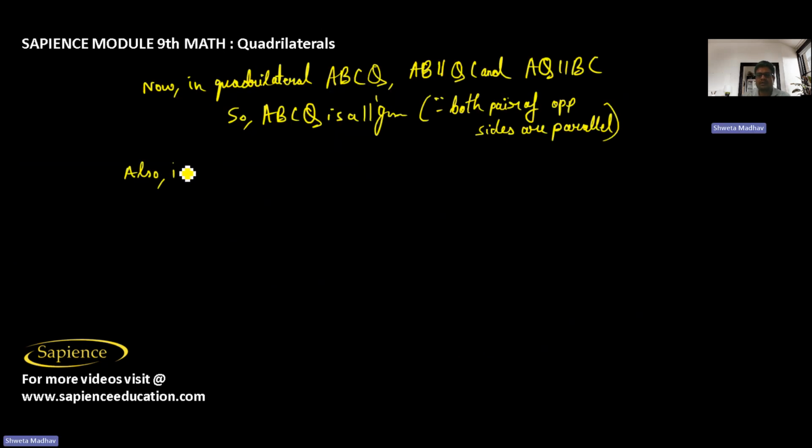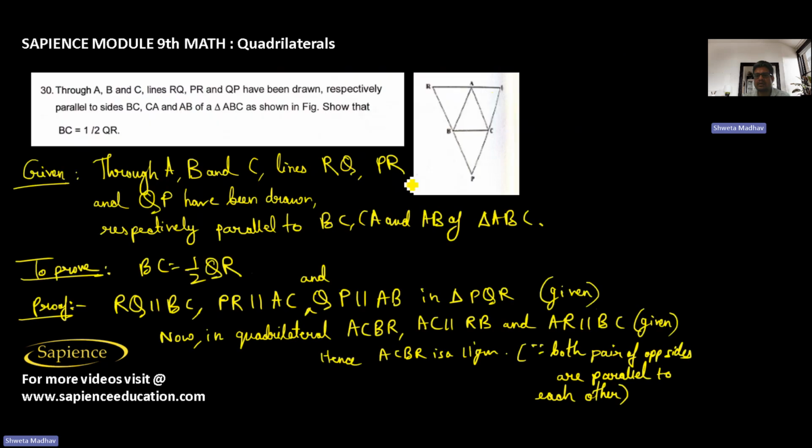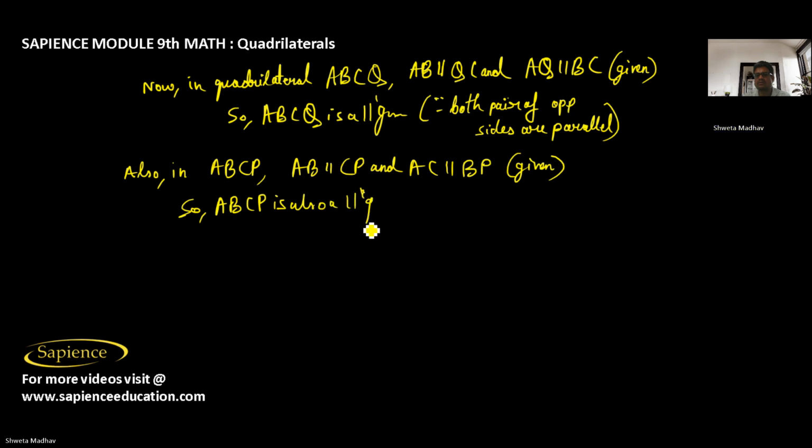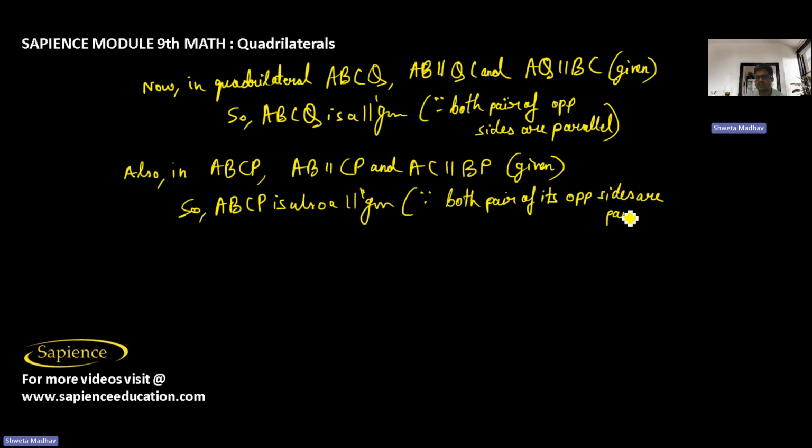Also, in quadrilateral ABCP, AB is parallel to CP, and the reason is that it is given, and AC is parallel to BP, which is also given. So I can say ABCP is also a parallelogram, since both pairs of its opposite sides are parallel.